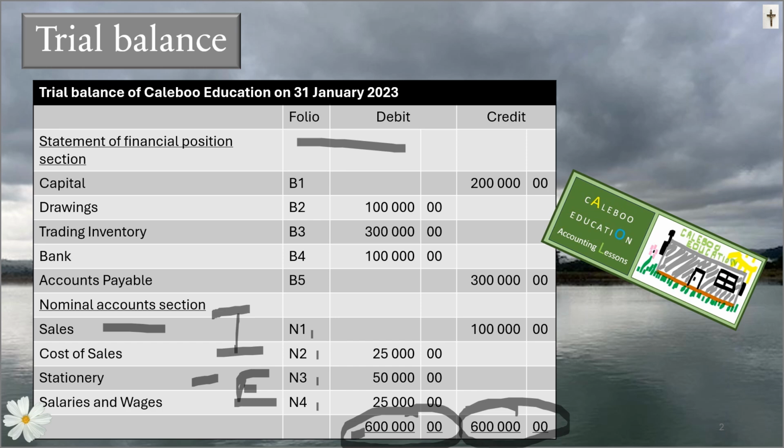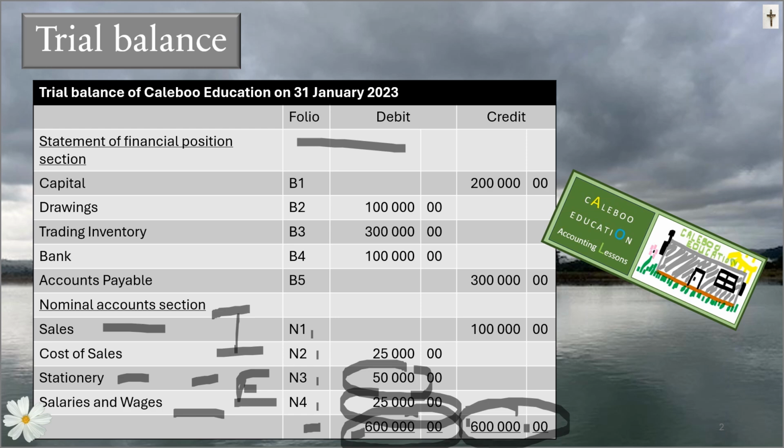If the totals in the debit and the credit column equal, it doesn't necessarily mean that this trial balance is accurate. Errors could have been made. We could have left out a transaction completely. The wrong account could have been debited. For example, we could have debited salaries and wages instead of stationery. The debit and the credit column will still equal, but the balances of individual accounts could still be incorrect.